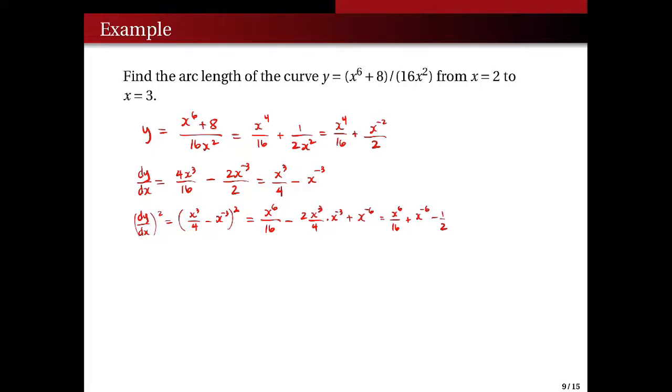So arc length L, this is the integral from 2 to 3 of the square root of 1 plus x to the 6 over 16 plus x raised to negative 6 minus 1 half. Then you got here dx.